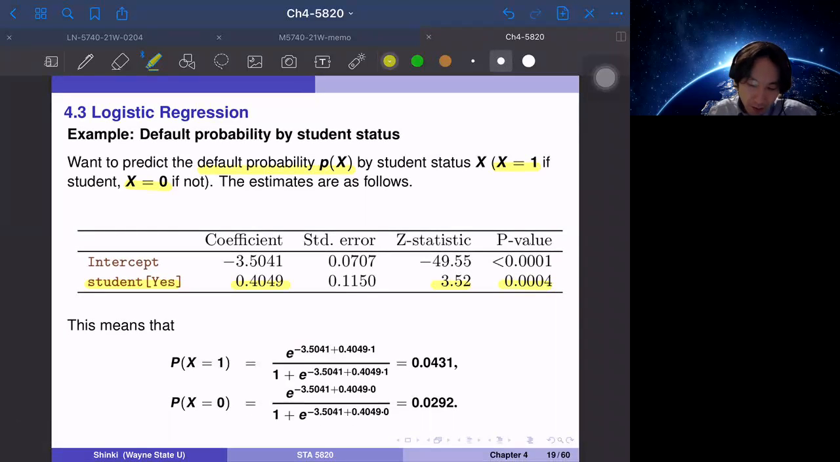Even if we have a positive coefficient, that does not necessarily mean this causes higher default probability. If we include other predictors, often it's not significantly positive. It becomes negligible, or sometimes even takes the other sign.